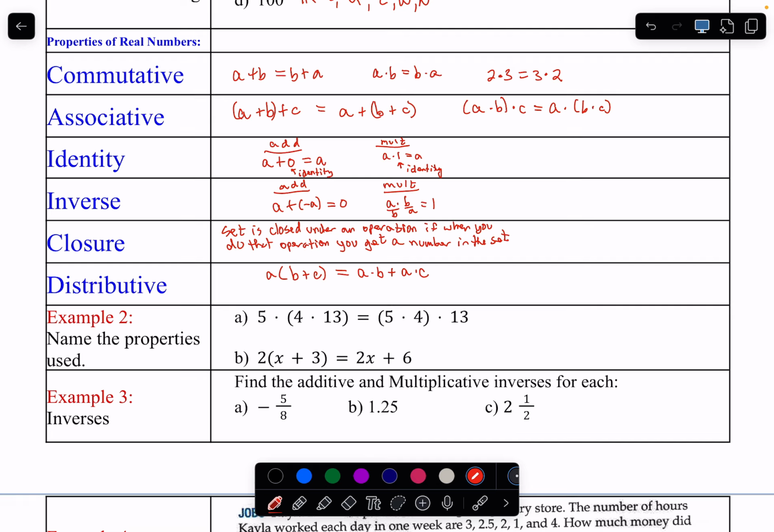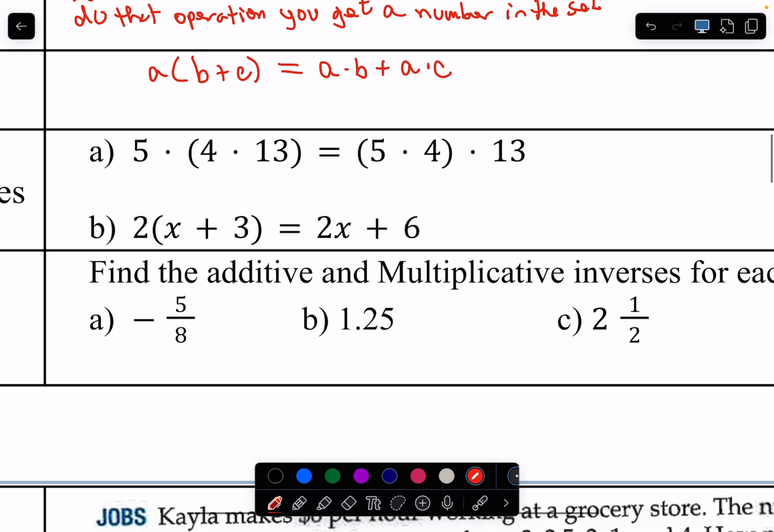Okay, so example 2 here says what properties are used. Now, when I see a list of things, I check, do I see the same operation? Yeah, it's multiplication. And then the next thing I check for is, did the order change at all? Because if the order changes, it's probably commutative. If the order didn't change, it's probably associative. So it goes 5, 4, 13 on both sides. So the order didn't change, it's not commutative. There's not an addition and a multiplication, so it's not distributive. But you see how the parentheses have changed location. And that tells me that it is the associative property.